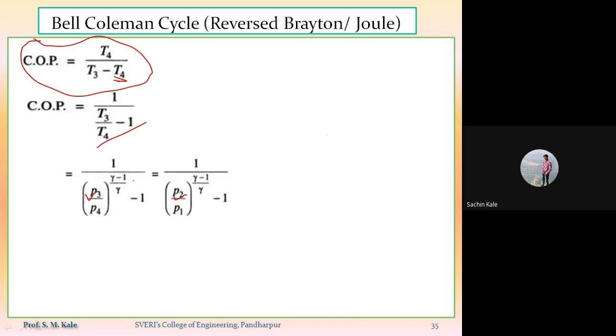So here, whatever P3 by P4 term is there, that is called the expansion ratio, because the 3 to 4 process is an isentropic expansion process. So the P3 by P4 term will be called the expansion ratio. Expansion ratio means pressure before expansion divided by pressure after expansion.